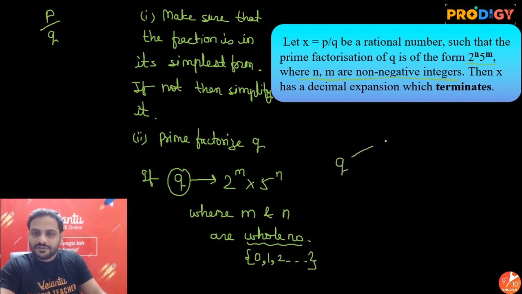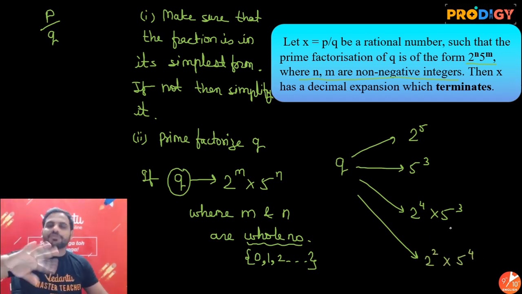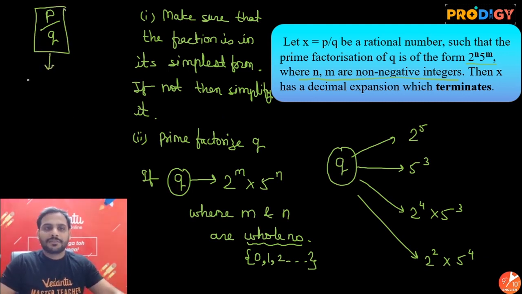So if the prime factorization of q is, suppose, like this, 2 raised to the power 5, or like 5 cube, or like 2 raised to the power 4 into 5 cube, or like 2 square into 5 raised to the power 4, anything, either only 2 or only 5 or both 2 and 5 are present. If this is the case of q, when p and q are in the simplified form, we will say the decimal expansion will be terminating.